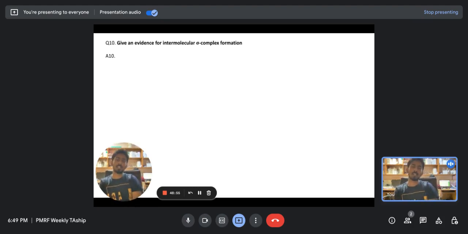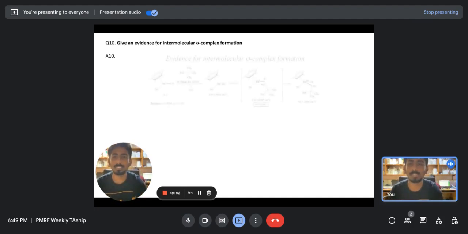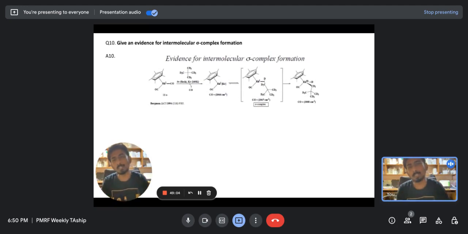So the question is: what is the evidence for intermolecular sigma complex formation? Let's start with this. This is a classical example again with rhodium. How will we prove that this intermolecular sigma complex is actually forming?